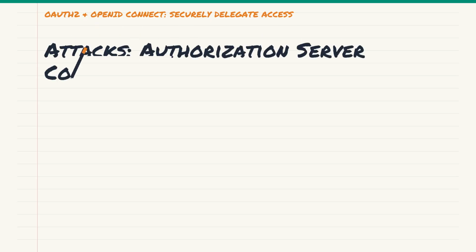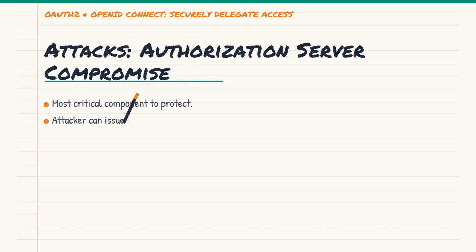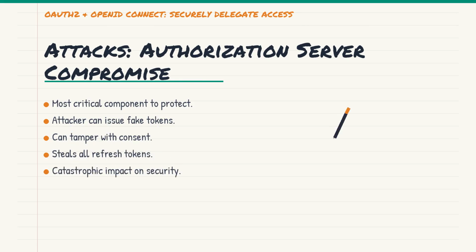What if the authorization server itself is compromised? This is a catastrophic scenario. If an attacker gains control of the authorization server, they could potentially issue fraudulent tokens to themselves or any client, allowing them to access resources they shouldn't. They could also tamper with consent mechanisms or steal all refresh tokens. This underscores why the authorization server is the most critical component in the entire OAuth2 OIDC ecosystem and needs the highest level of security. Imagine the main bank vault being compromised. That's the scale of impact here.